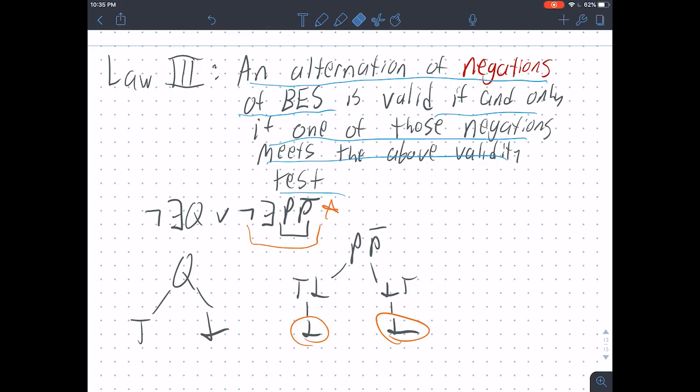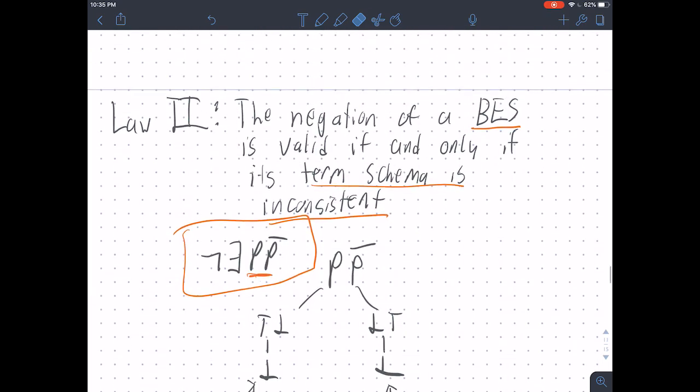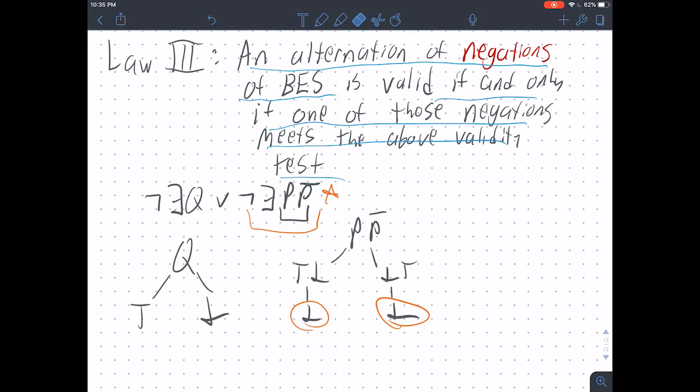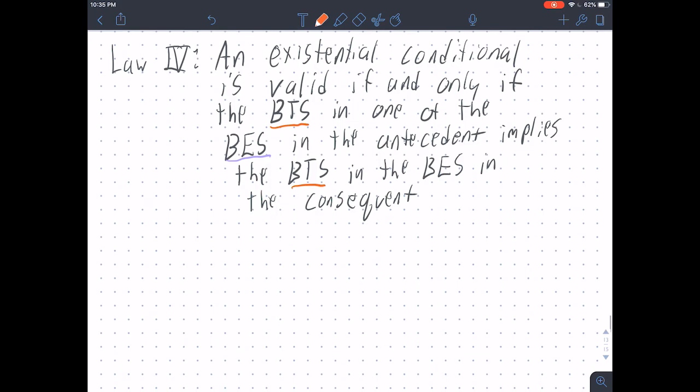And all we do there, we test each component term schema for inconsistency in accordance with law 2, like this. And if the term schema of a negated Boolean existence schema always comes out inconsistent, like here, then we know that the alternation as a whole is valid. Okay? Cool. So again, not terribly difficult. Once you see all this together, you'll see that it's not as scary as it sounds.